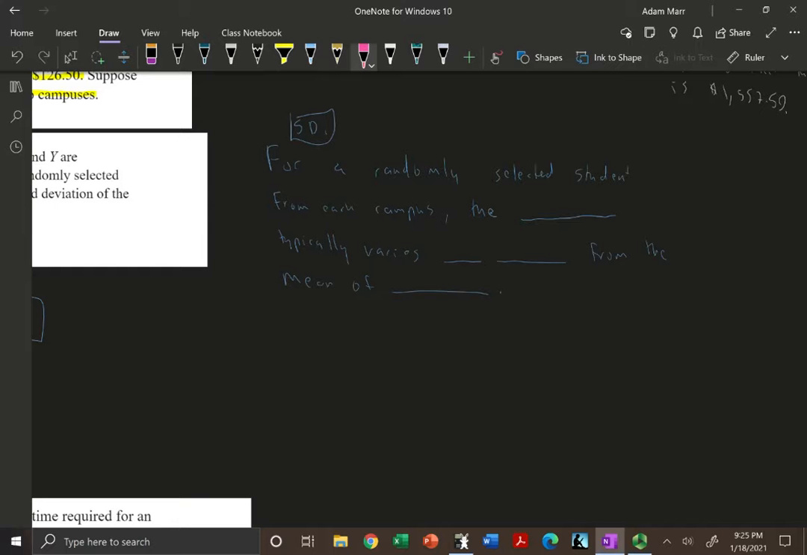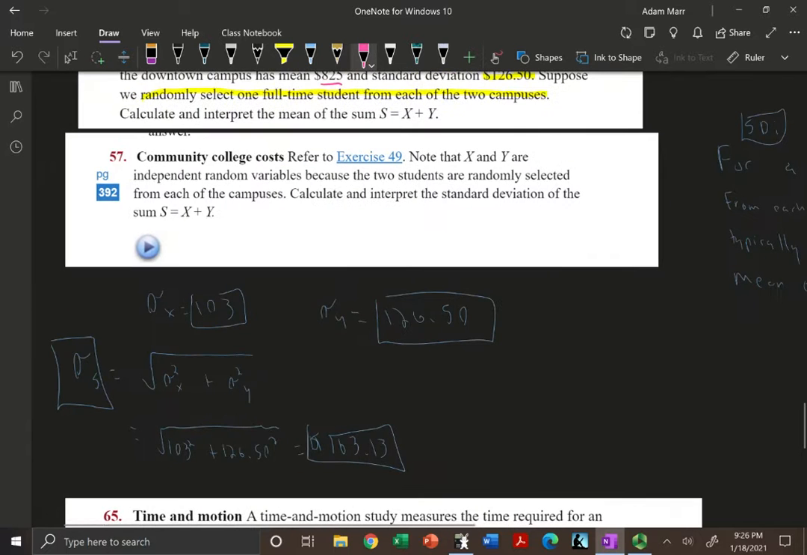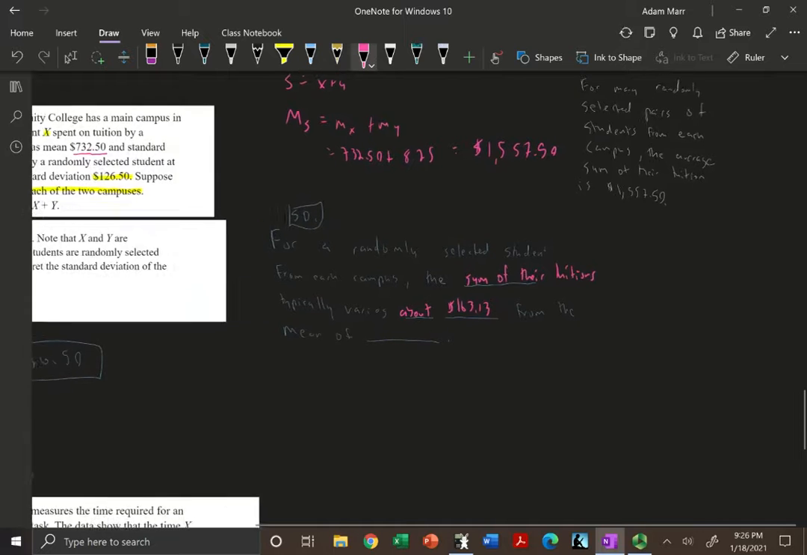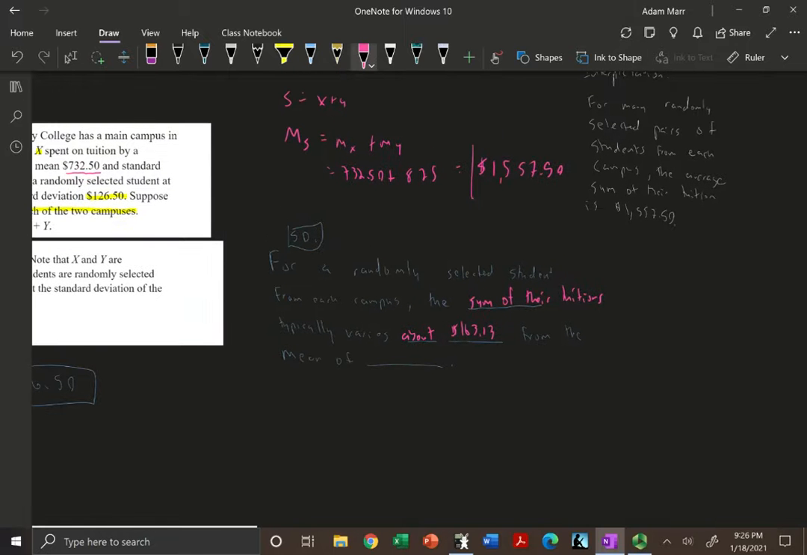All right, so for a randomly selected student from each campus, we'll say right here, the sum of their tuition typically varies about what right here? It was, once again, 163.13, from the mean of, and remember the mean was right up there, and there it is right there, 1,557.50.